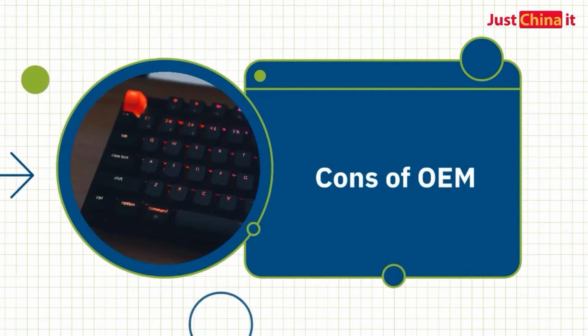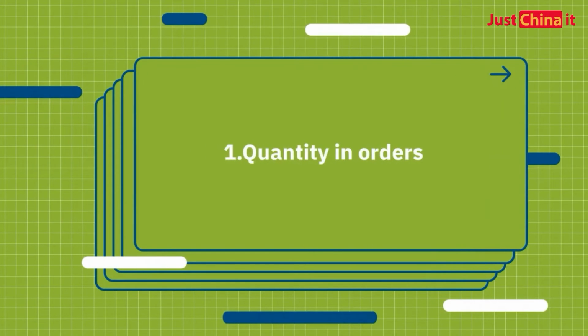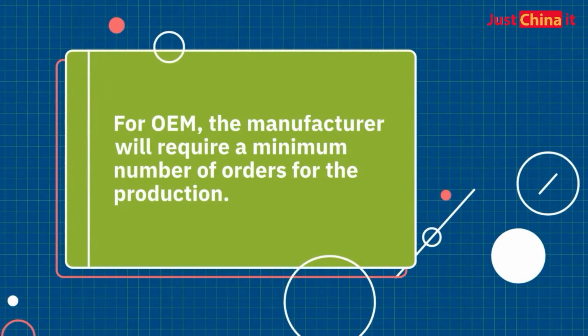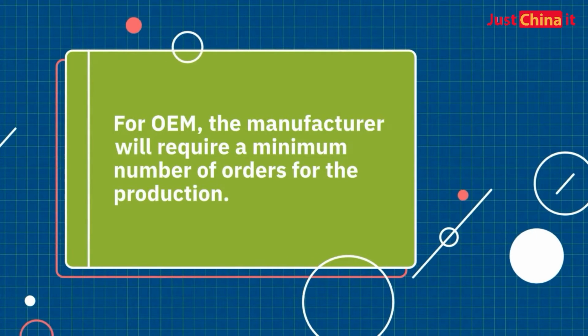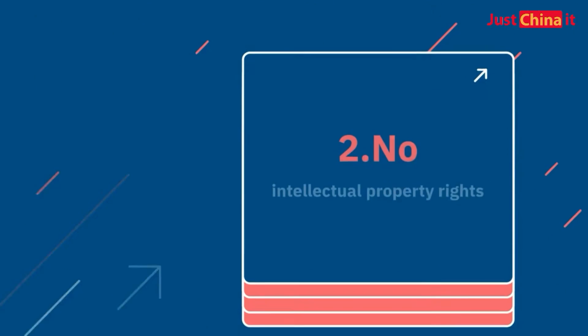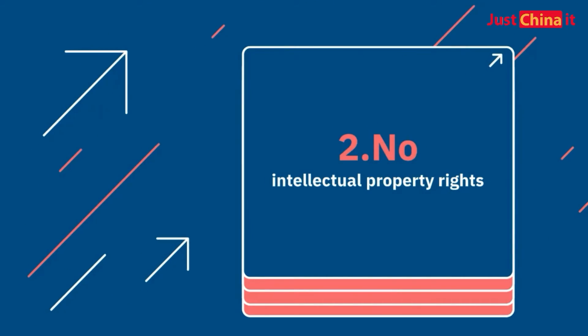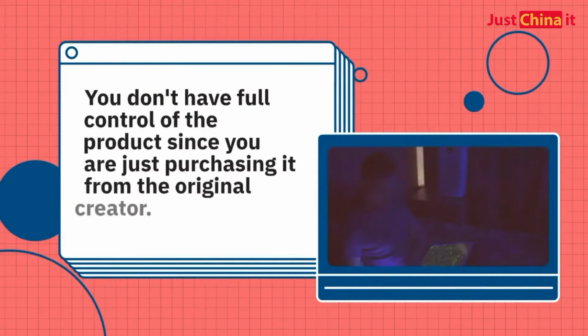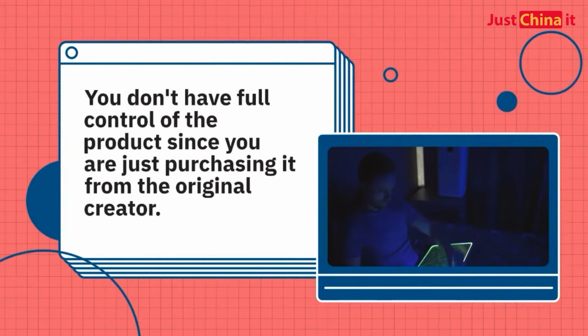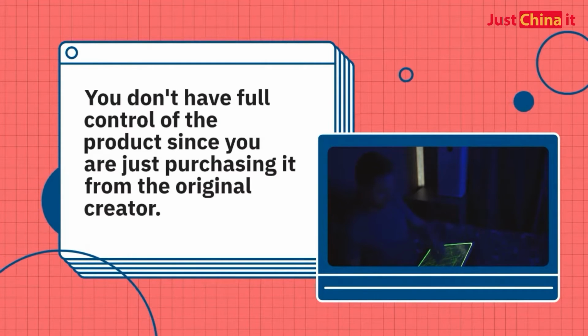Cons of OEM. 1. Quantity and orders. For OEM, the manufacturer will require a minimum number of orders for the production. The price or cost may vary depending on the volume of orders. 2. No intellectual property rights. You don't have full control of the product since you are just purchasing it from the original creator. They can demand that you follow agreements when selling their product.